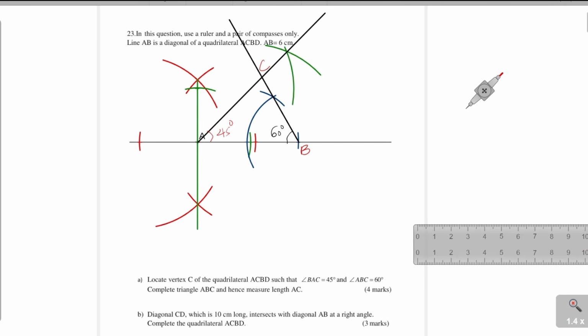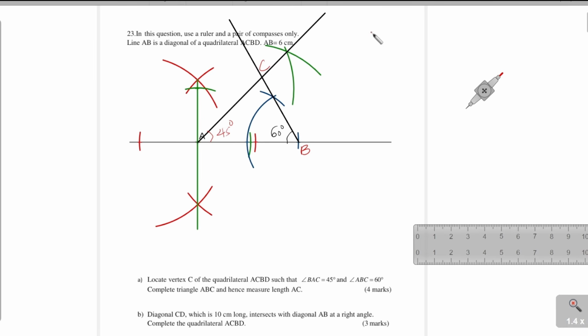So part A is done. Triangle ABC is complete. Now we go to part B. Diagonal CD, which is 10 centimeters, intersects with diagonal AB at right angle. Complete the quadrilateral. So we have a diagonal that runs from C to D, and it intersects with diagonal AB at right angle, or 90 degrees. So that is simply a perpendicular dropped from C to line AB. That is what we need to do.